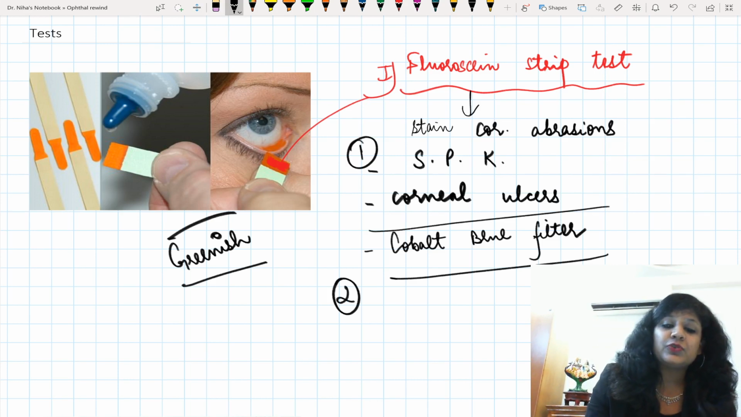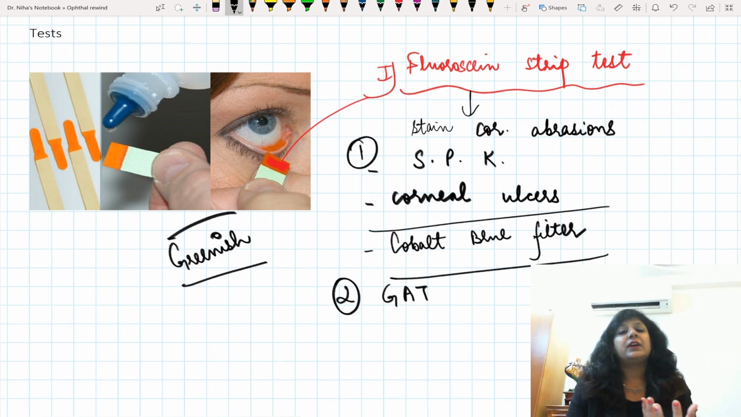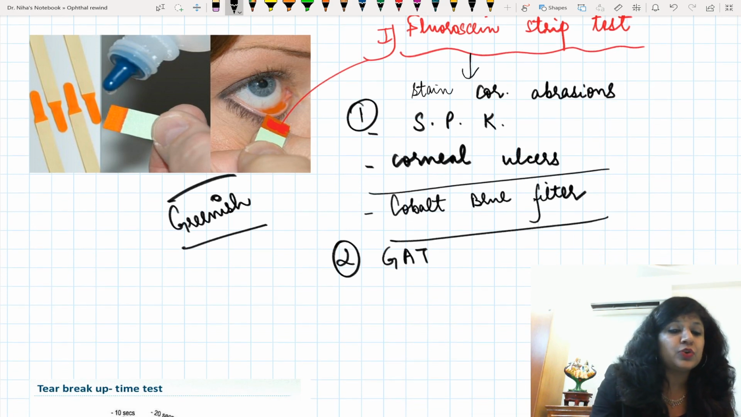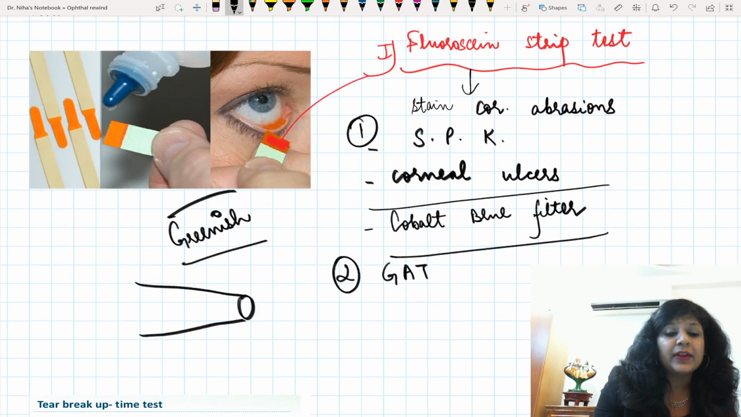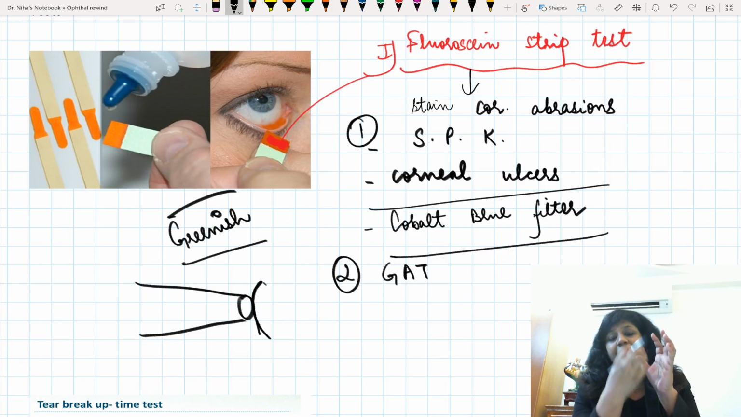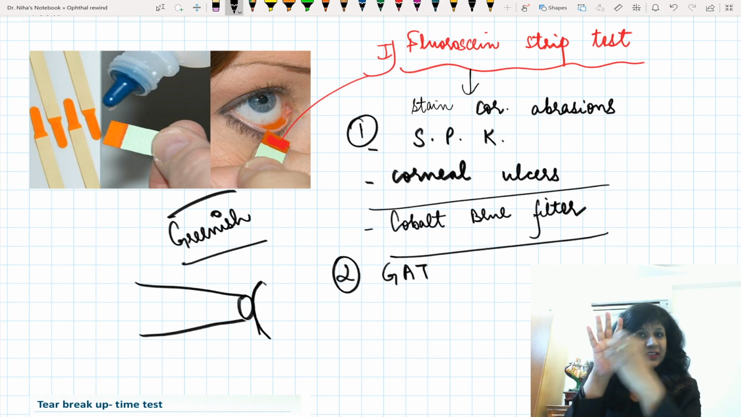Then the second use is in the Goldmann applanation tonometer. When we are using this tonometer, what is happening? The probe is going anteriorly and causing the flattening of the cornea. This circular area of contact is touching the cornea like this, so we are getting a circle.